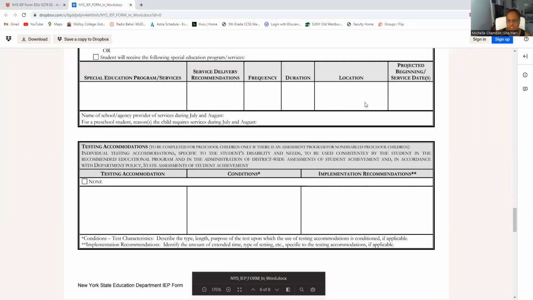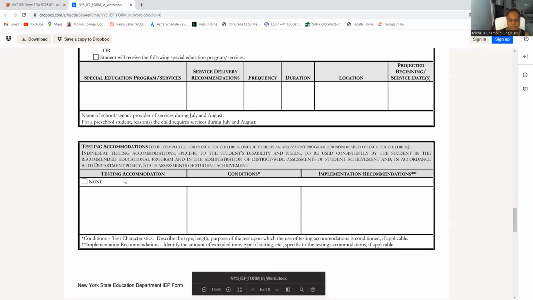Okay, so then if it is 12 months, then we have to fill this part out of what services, program, location, where it begins. Their location is also important because there are times when students do receive their IEP services, or they're not in district, so there are other places. So we might indicate that sometimes in different places in the IEP, but especially at the end, and I'll show you where that comes up.